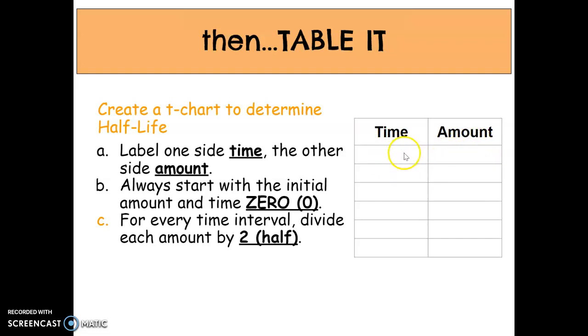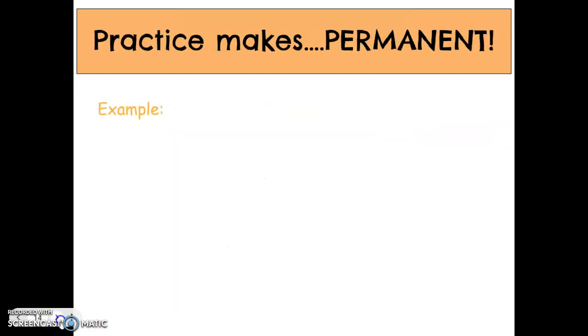Then on the left-hand side, you're going to go up by the half-life, so the time of the half-life. So in that last example, it was 5, so you would do 5, 10, 15, 20, 25, and then the amount would get halved on each side. So I'm going to show you an example and what this chart would look like, okay?